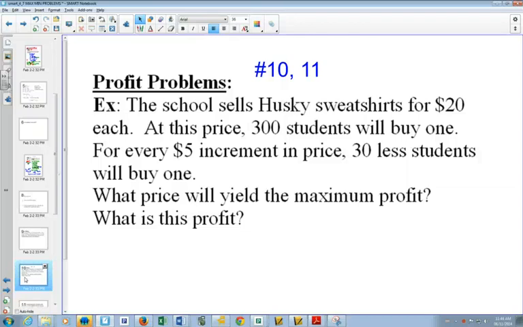Profit problems. So this one, questions 10 and 11.